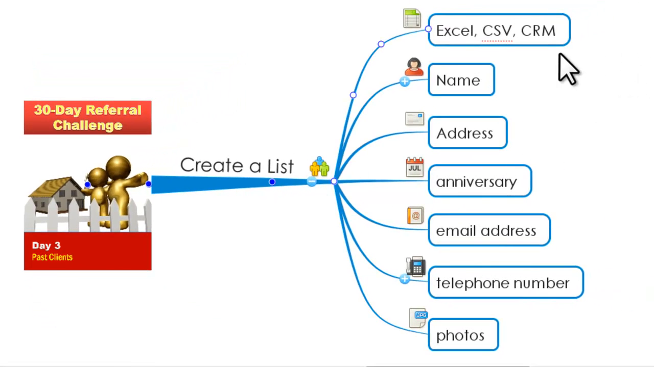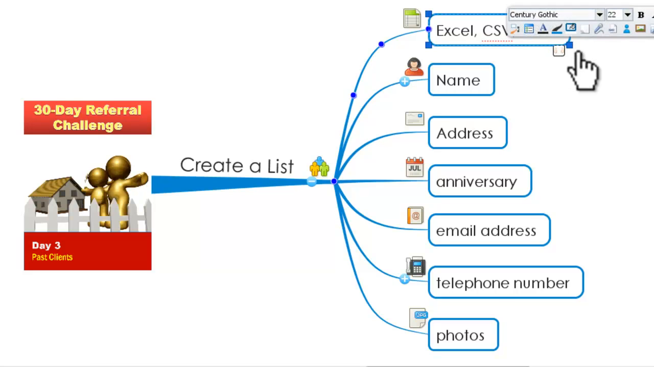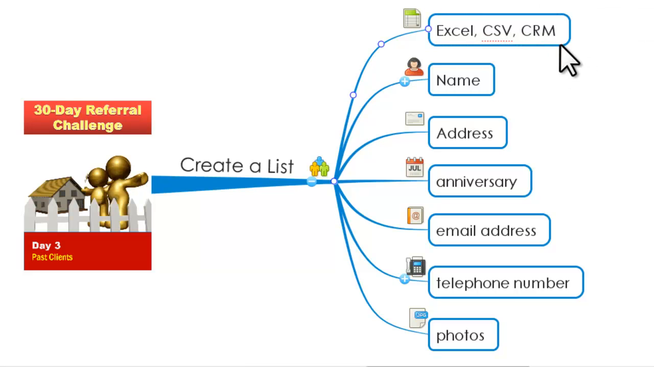It needs to be in a format that is something that you can use with mailings and outreach. That means you need to have it in an Excel spreadsheet or a CSV format. Perhaps you already have a list in your CRM. Check that out. See what that looks like, and if you don't have one, then start putting it together.